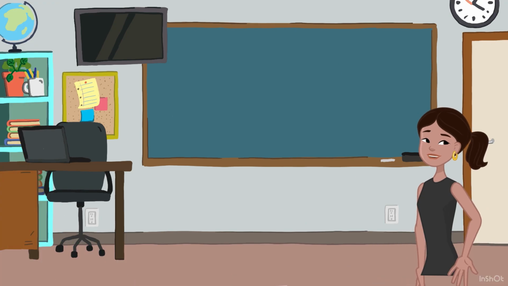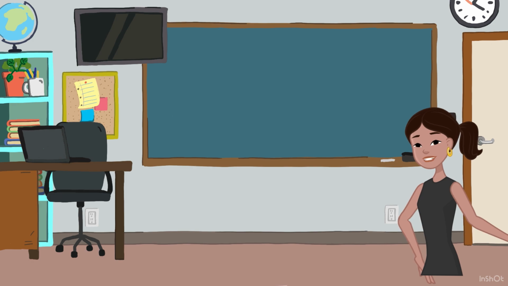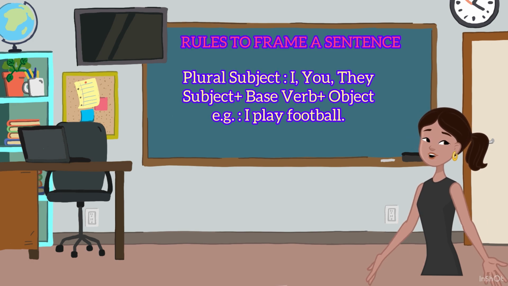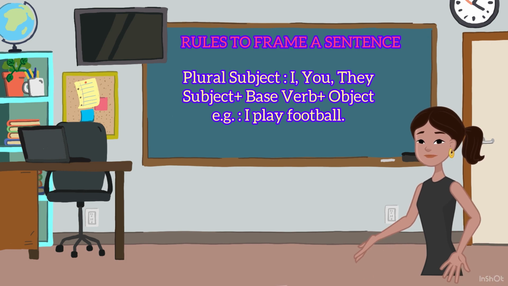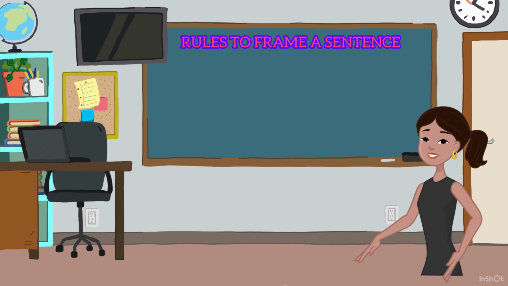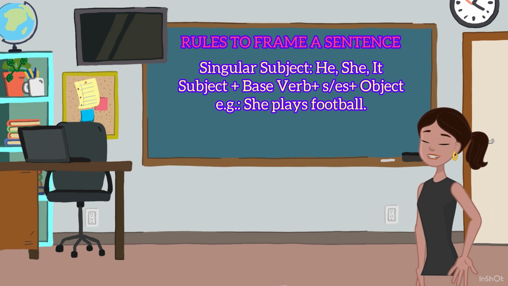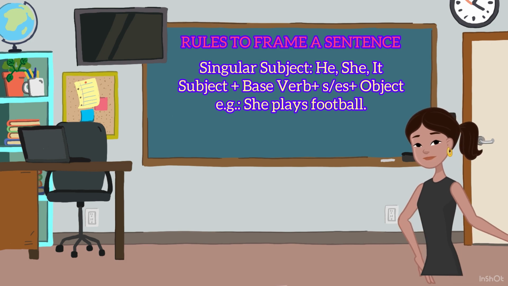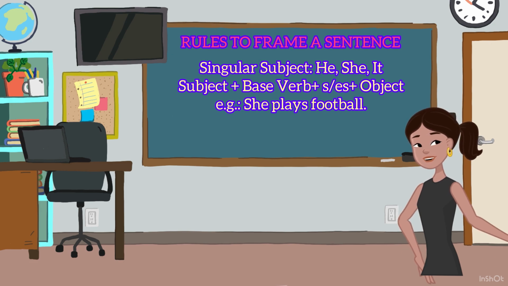Now, let's look at the rule as to how to frame a sentence using simple present tense. Let's say the subject is plural, like I, you, they, or we. So we use the subject, the first form of the verb, and the object. For example, I play football. Now, the second case, when the subject is singular, like he, she, or it. So, we use the subject plus first form of the verb plus s or es at the end of the verb plus your object. For example, she plays football.